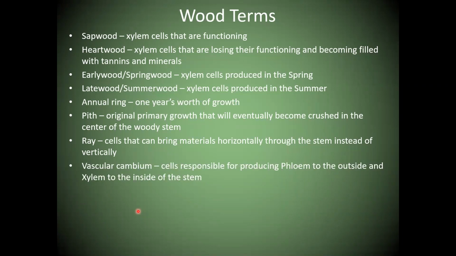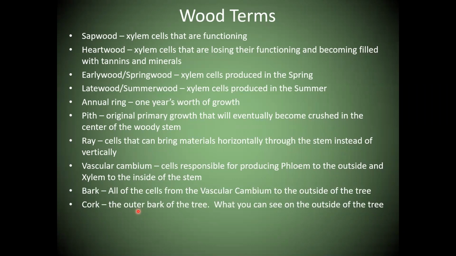Those are meristematic cells responsible for producing phloem to the periphery of the stem and the root, and xylem to the inside of the stem and the root. Bark is multiple tissues collectively that you get from the vascular cambium towards the outer edge of the tree, which is the part that literally peels off when you see an older tree in nature. Cork is the outer bark of the tree.